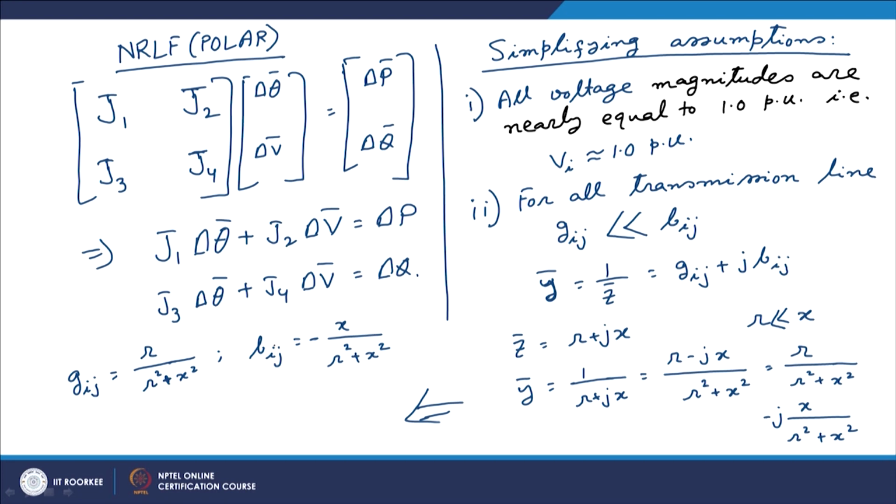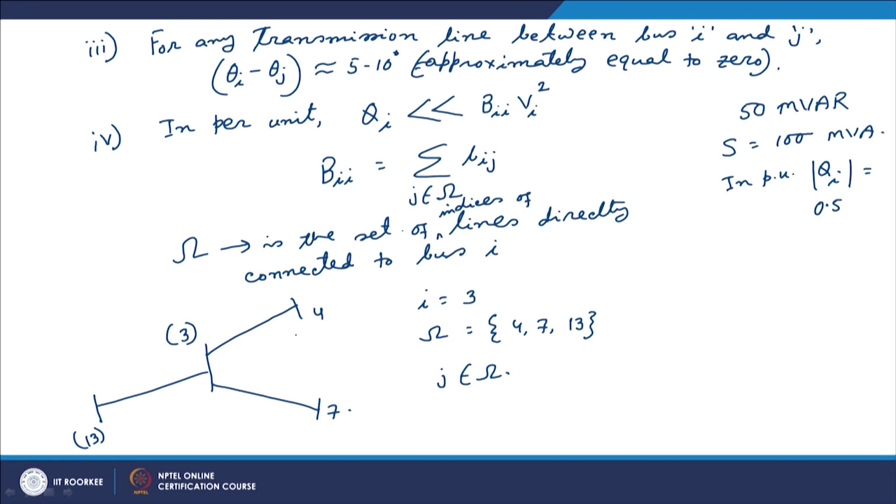Now, because this Bij in numerical value would be a large quantity, then numerically Bii would also be a very large quantity. Even if we assume that this Vi is almost equal to 1.0 per unit, even if we take Vi equal to 1, because Bii numerically is very large, numerically Bii into Vi square would be pretty large as compared to Qi in per unit because of this numerical value.